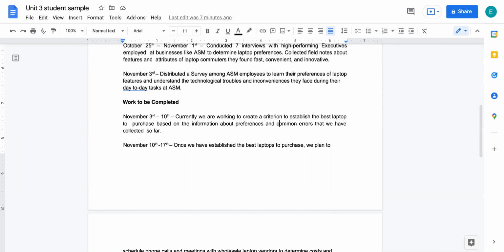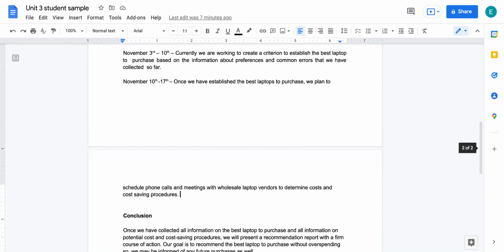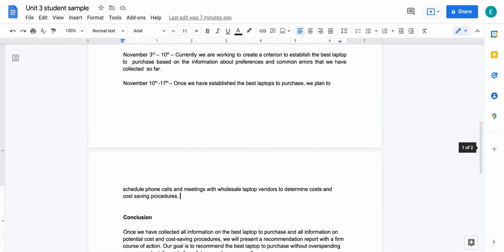Exactly what they're saying in the next part. So once we've established the best laptops to purchase, again using the information they received from their primary and secondary research, they say we plan to schedule phone calls and meetings with wholesale laptop vendors to determine the cost and cost-saving procedures. So again, think about this in real life terms.